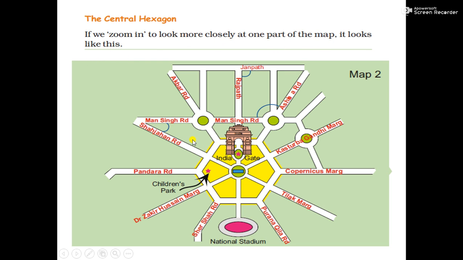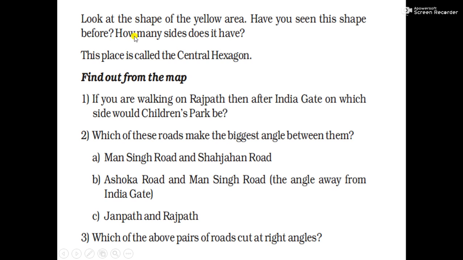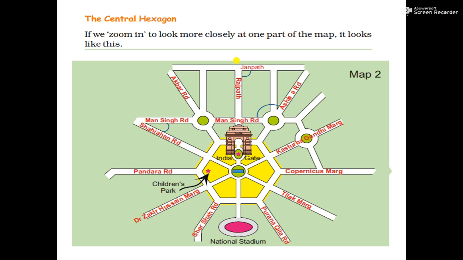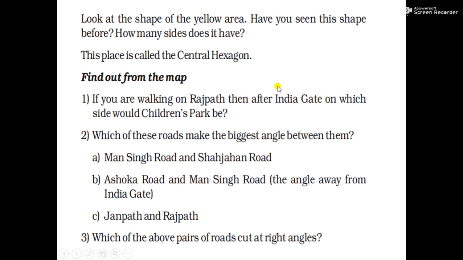Okay children? So look at the shape of the yellow area. Have you seen this shape before? How many sides does it have? It is a hexagon. And how many sides does a hexagon have? 6 sides. This is 1, 2, 3, 4, 5, 6. Hexagon, it has 6 sides. This place is called the central hexagon.